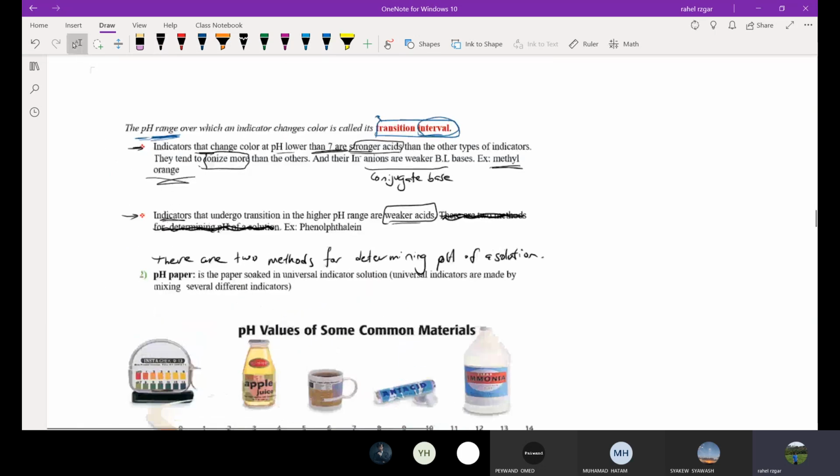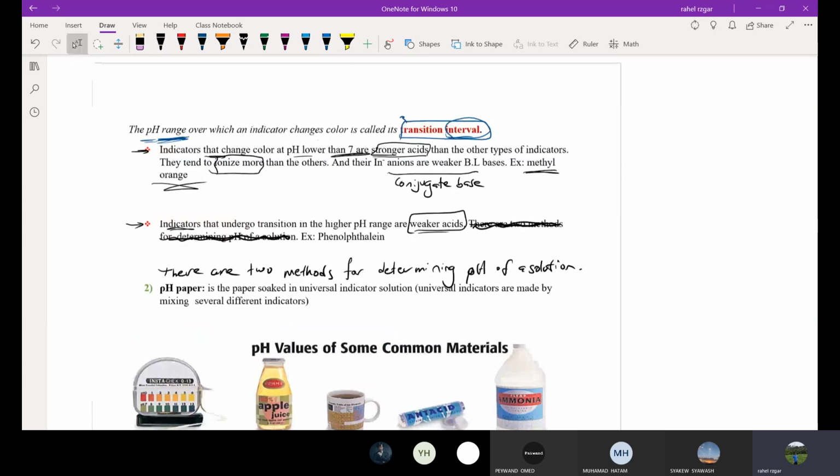What is the point here? If any indicator changes color at a very low pH, then it's a stronger acid. Stronger because it's still weak, but it's stronger than the other ones.